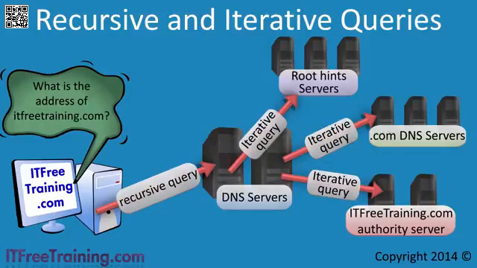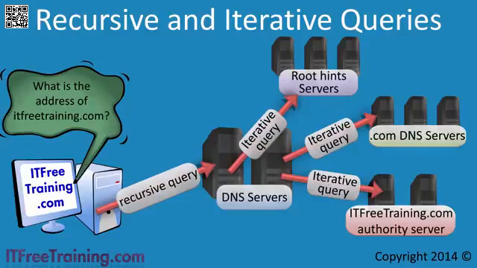You can see that the whole process took 4 queries. One recursive query to the desktop's DNS server, a second one to the root hints server, a third to a .com server, and fourth to the itfreetraining authority DNS server. This may seem like a lot of queries for one address, but once the initial work is done, the results are stored in cache for each step.